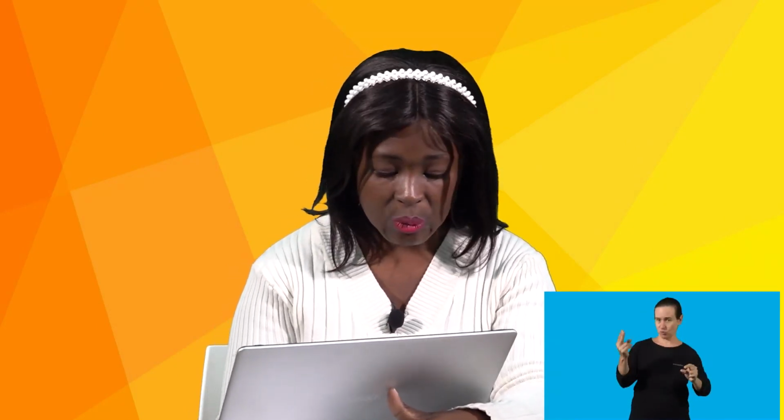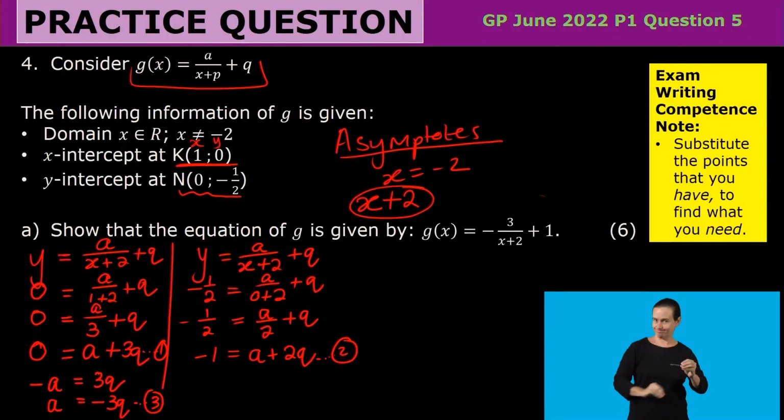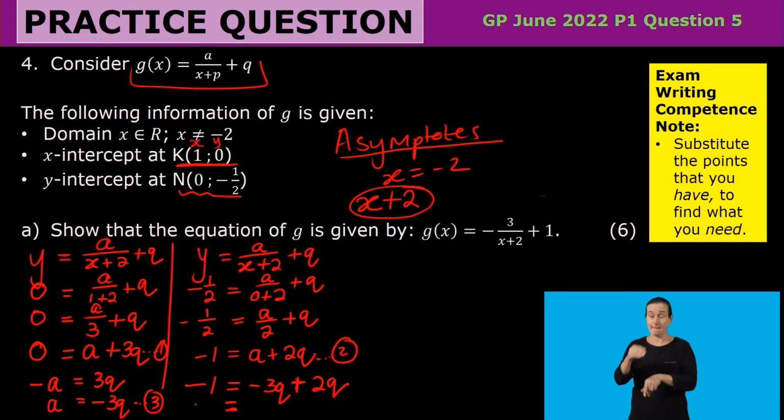Now, taking that third equation, we're going to substitute it into our second equation. That means we are substituting the value of a. That is going to be negative 1 is equal to negative 3q, because that is what a is equal to, plus 2q. And because the q's there are like terms, that means we have negative 1 is equal to negative 3 plus 2q, that's going to be negative 1q. And because negative 1 is equal to negative q, we know that if we divide both sides by negative 1, that is going to give us 1 is equal to q.